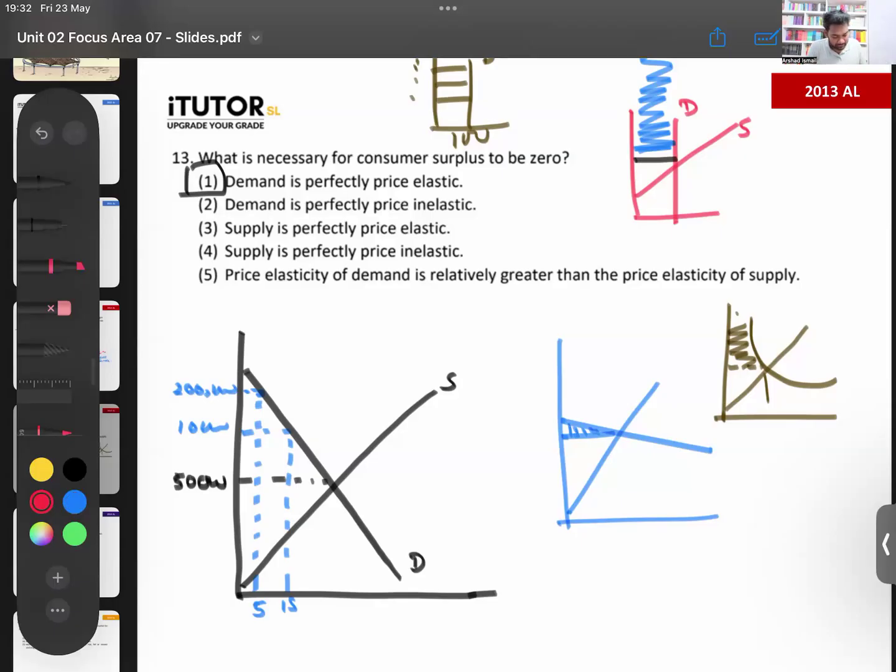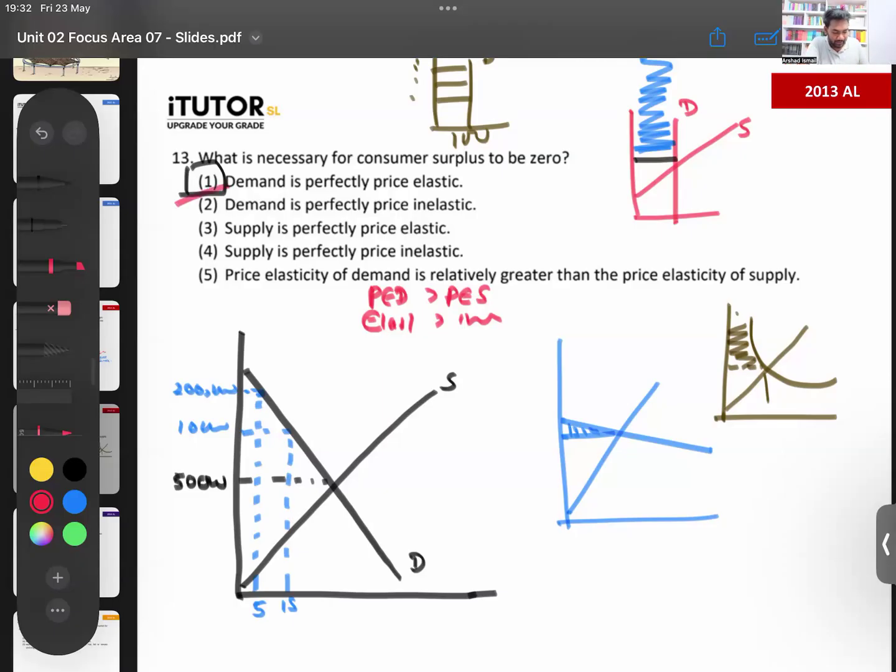The fifth one, can I explain? Price elastic demand is actually greater than price elastic supply. So they are saying that PED is greater than PES. So let's say PED is elastic and PES is inelastic. Just because PED is elastic and PES is inelastic, that doesn't mean consumer surplus will be zero. Okay. So 13 is number one.